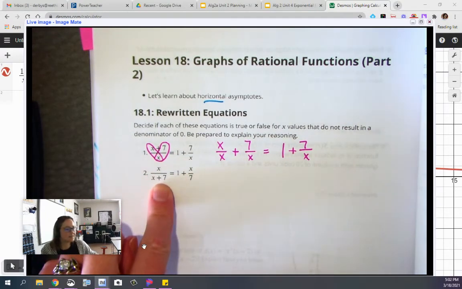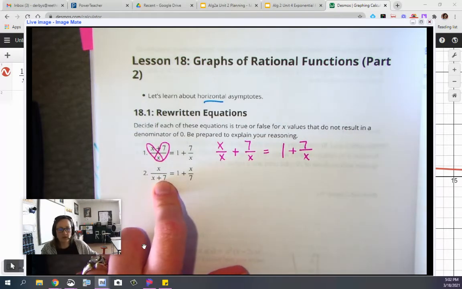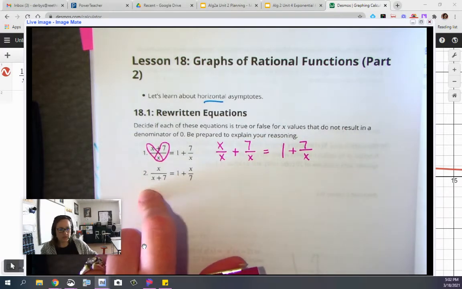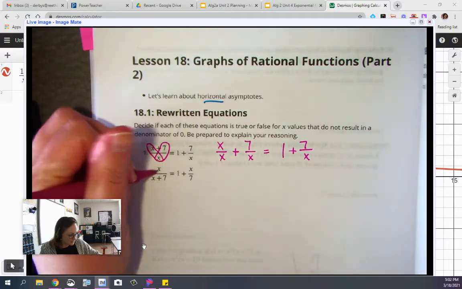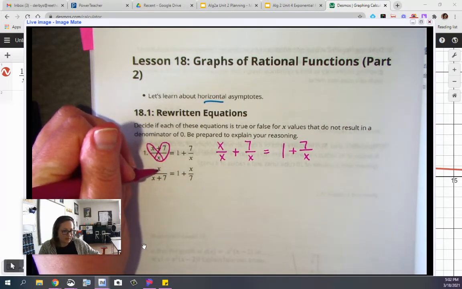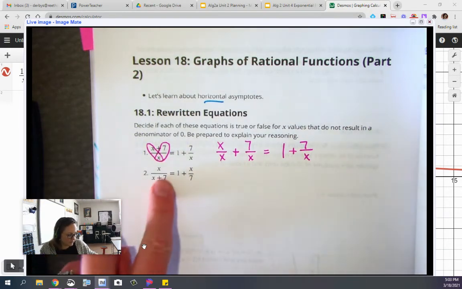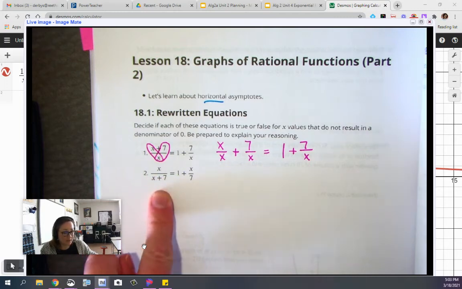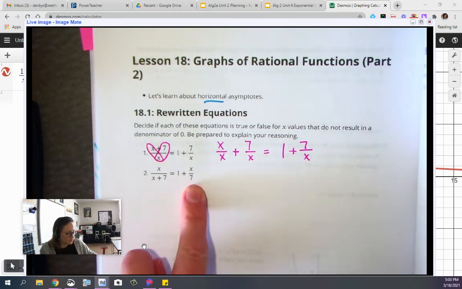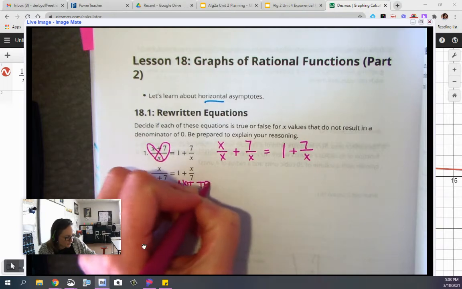Now the same is not true the opposite way. We don't just selectively start canceling x's here like this because we just have a single numerator, x. And I'm trying to divide that whole numerator by the full denominator, x plus 7. So this is not valid, not true.